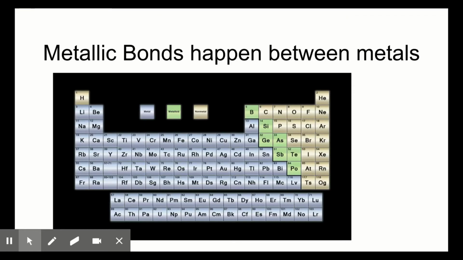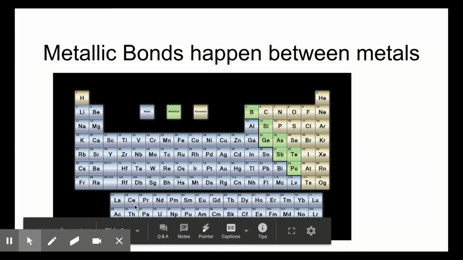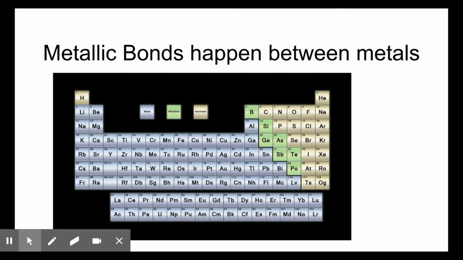All right, so this set of notes is going to be all about metallic bonding. Metallic bonding is one of the three types of chemical bonds, and metallic bonds happen between different metal elements. And we can see here on the periodic table, all the silver ones are going to be the metal ones, and generally it's towards that left side.